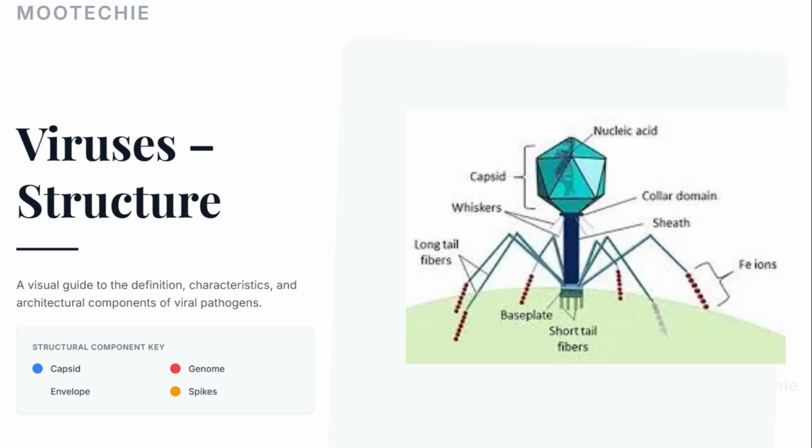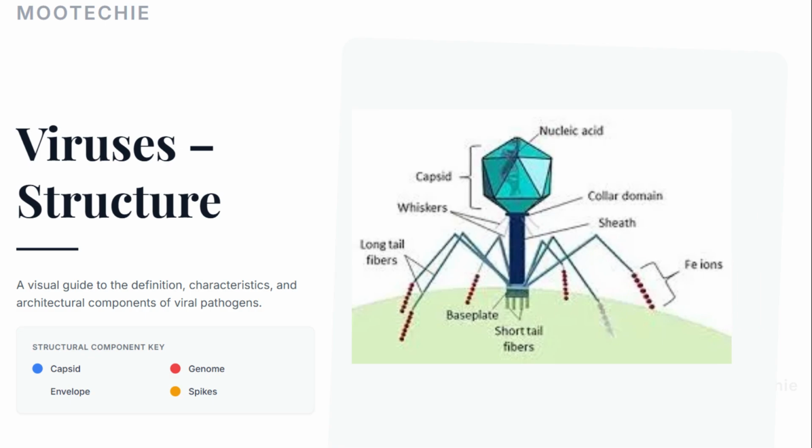We can see various attachment structures: whiskers, long tail fibers, a base plate, and short tail fibers. These are often involved in recognizing and attaching to a host cell. Other labeled parts include a collar domain, a contractile sheath that helps inject the genome, and even Fe ions, which are iron atoms that can be important for structural stability. This diagram gives us a preview of the intricate and specialized components that make up a virus.